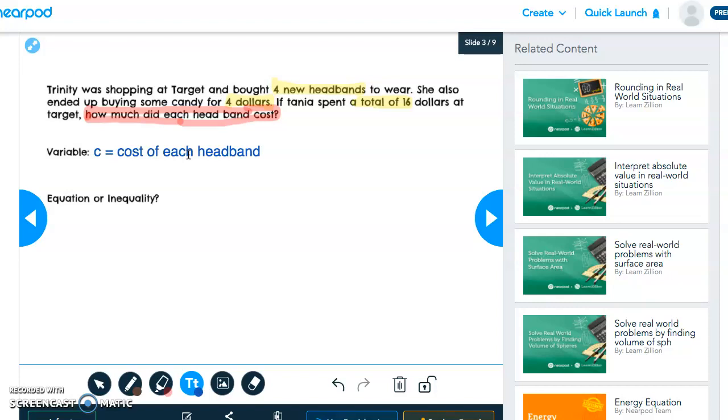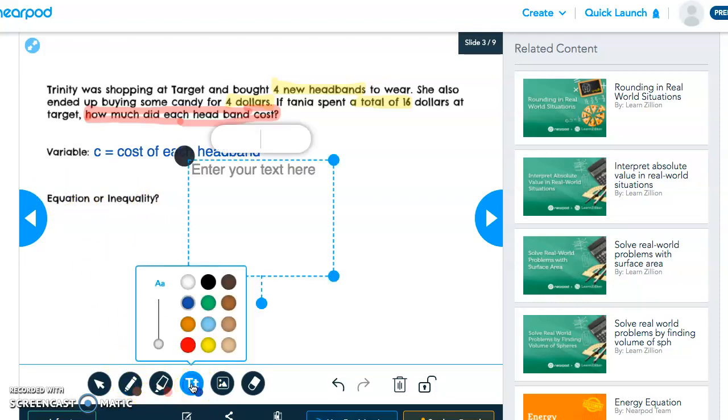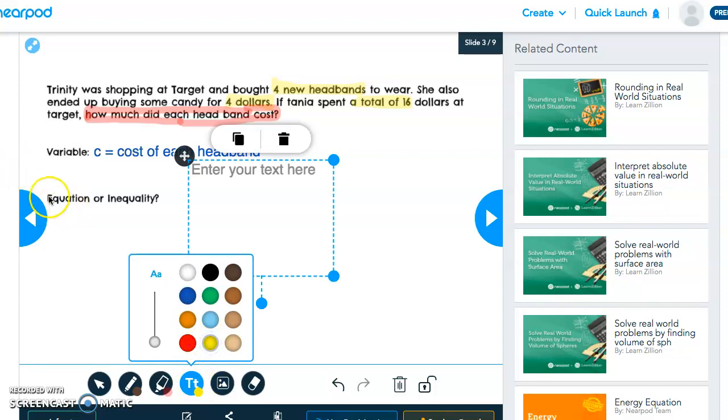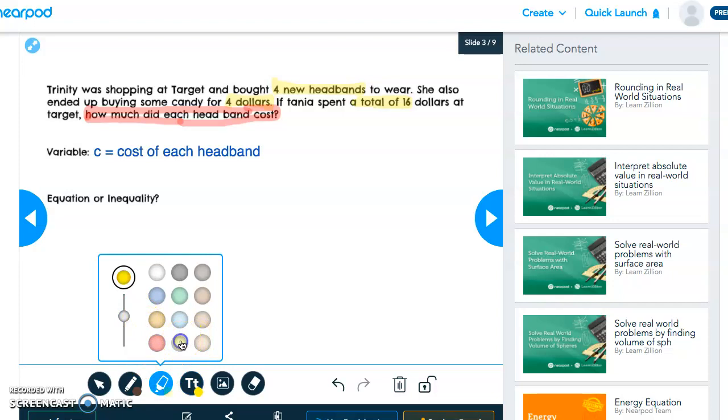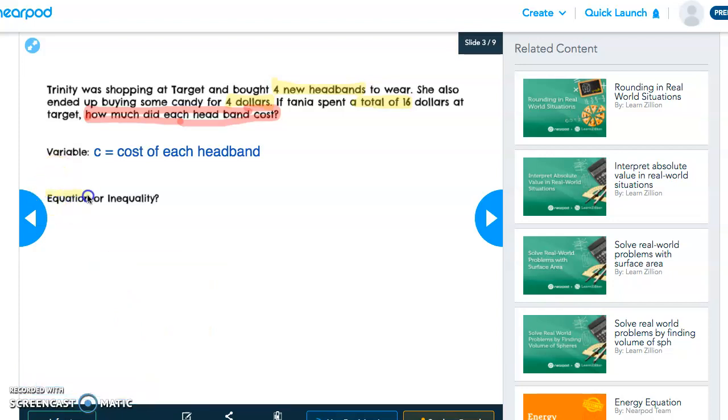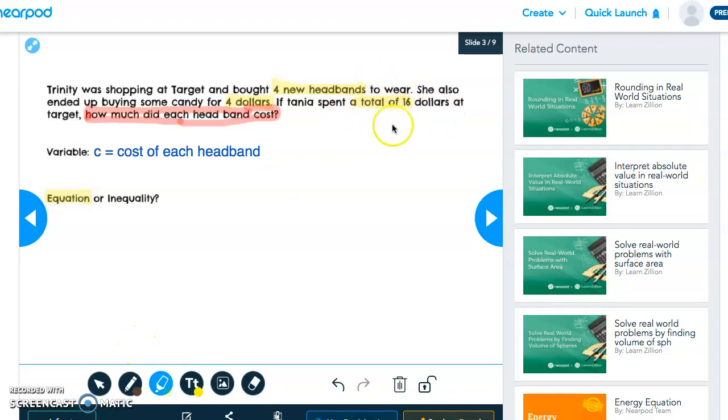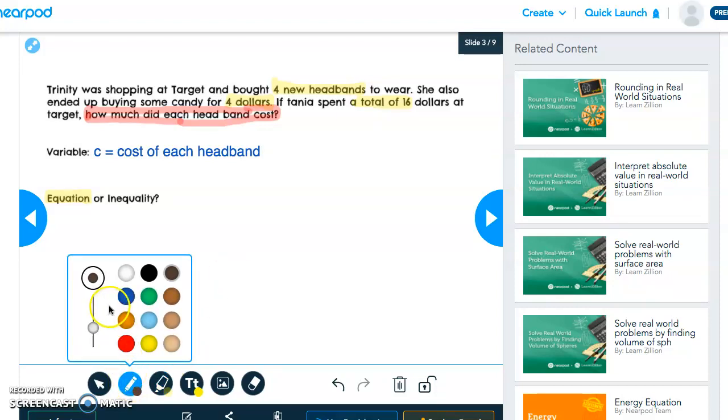Now we are going to circle or highlight if this is an equation or an inequality, and this is definitely an equation. Why is this an equation? Because Trinity spent a total of $16, an exact amount, and we are just trying to figure out how much each headband cost. It is just one solution. So how do we write this equation?